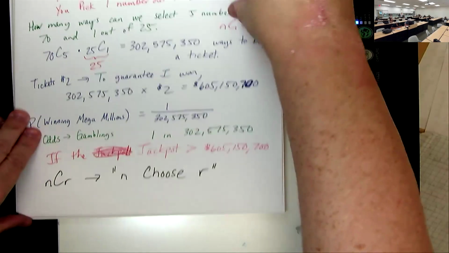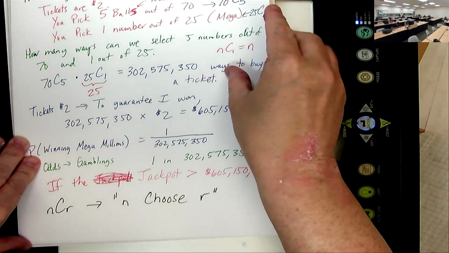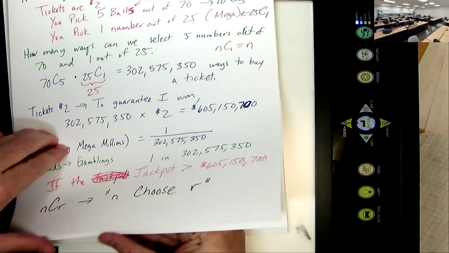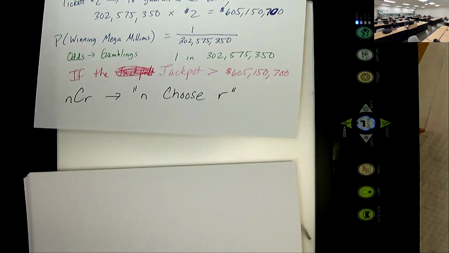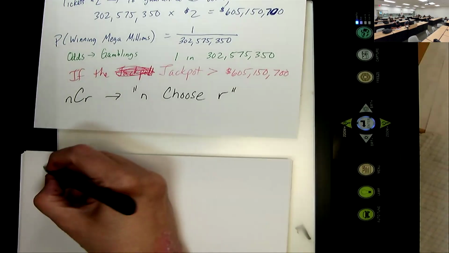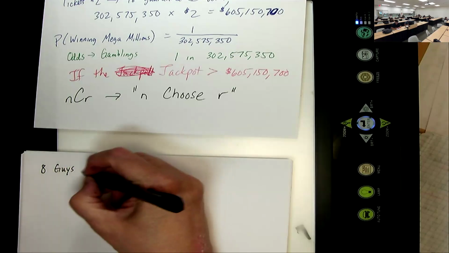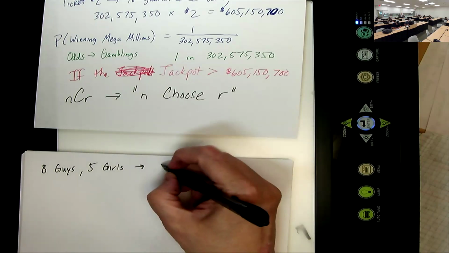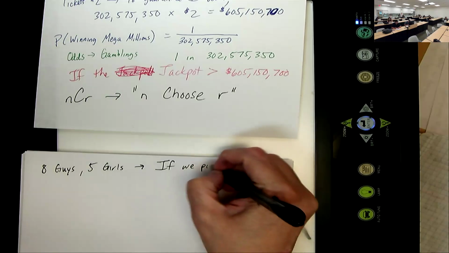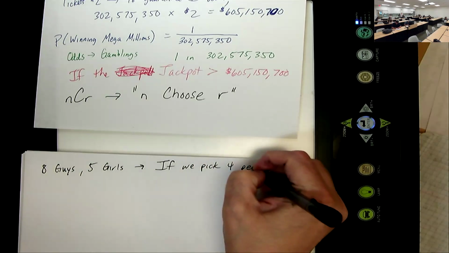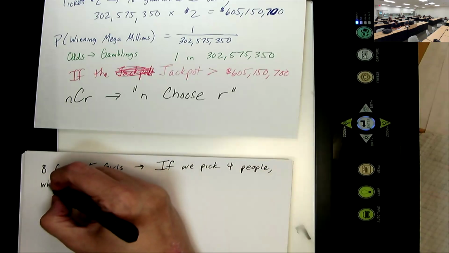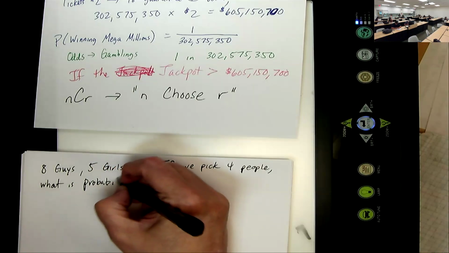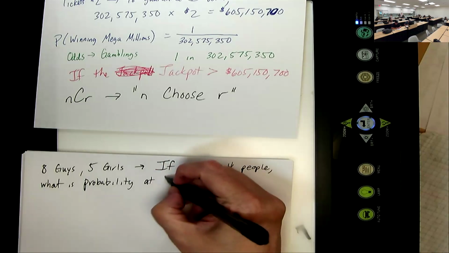Let's go back and take a look at the 8 guys, 5 girls again, and now let's go with our original question. What was our original question with the 8 guys, 5 girls? If we pick 4 people, what is the probability at least one is a girl?